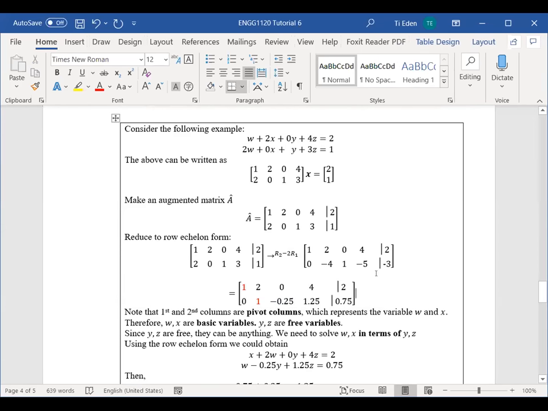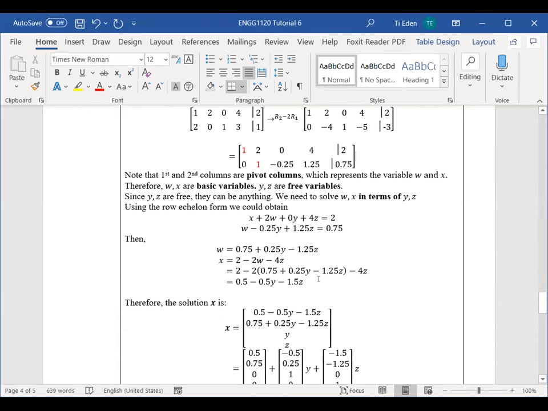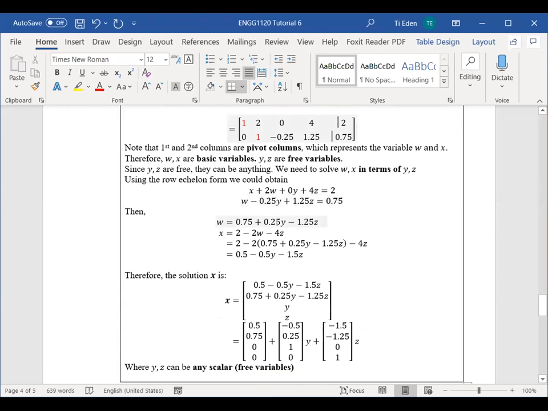They can be anything. So how do you deal with this system? Because it's already in row echelon form, you can take Y and Z as anything you like, and you try to express the basic variables X and W in terms of Y and Z. If you follow the example, you get the solution in terms of Y and Z. So Y and Z can be anything, which means the system has infinitely many solutions. In other words, if there are no free variables, then the solution is unique.